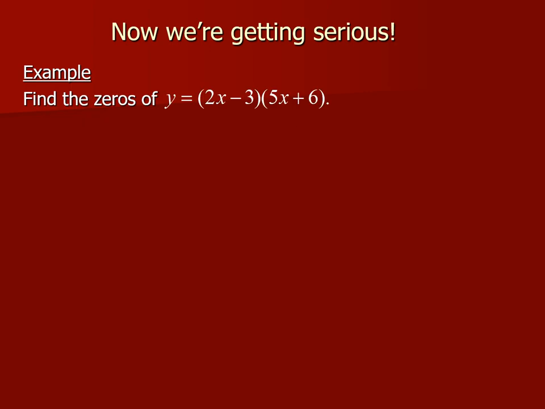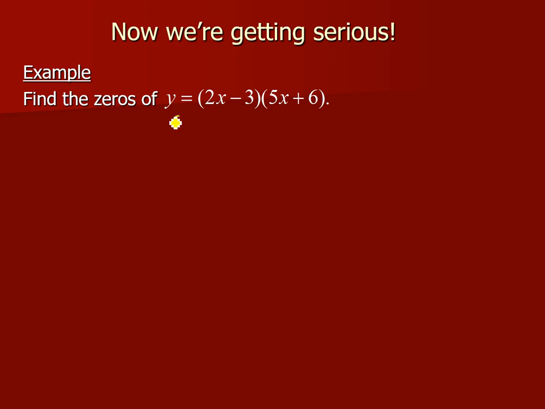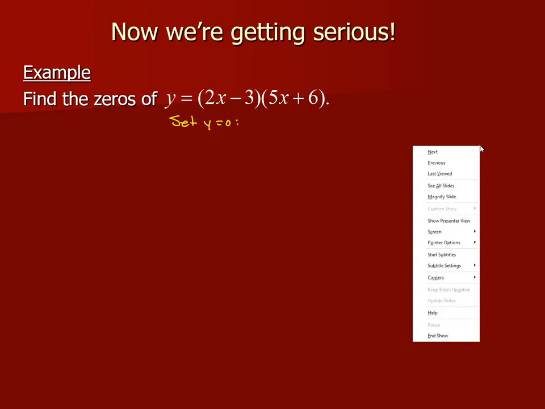Okay, this is a tough example. But what's the first step? If I want to find the zeros. Make y zeros. Okay, good. Write it down. The PowerPoint doesn't do that, but you really should. Set y equals 0. Okay.